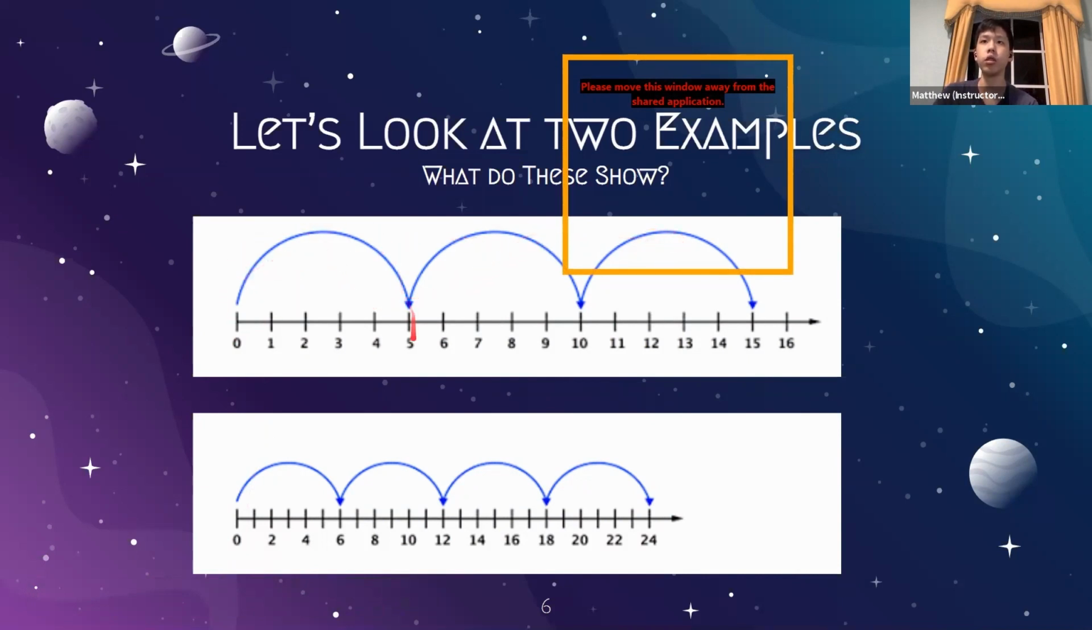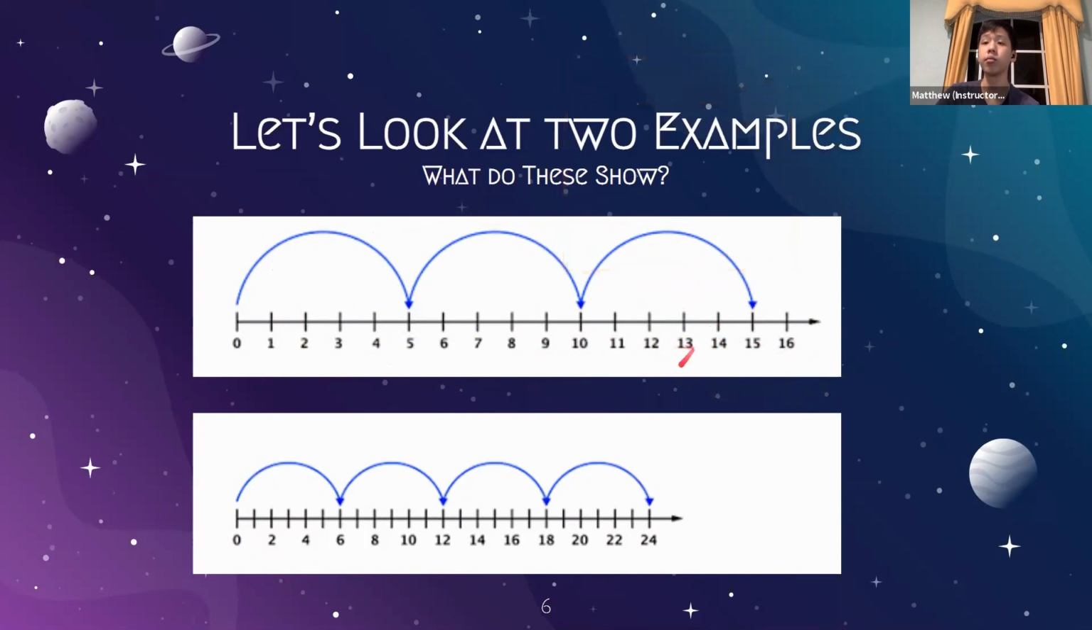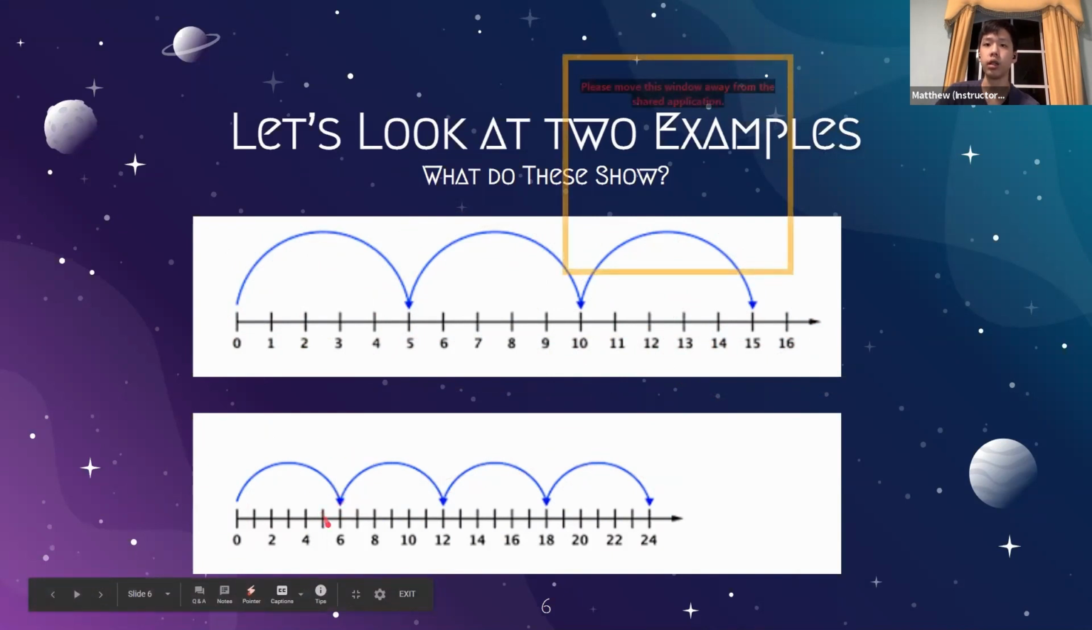This is the same as 3 groups of 5, starting at 5, then 10, then 15. So 3 times 5 is the same as 15. And then this one has 1, 2, 3, 4. The first one is 6 from 0, then 12, then 18, then 24. This is the same as 4 times 6, or 24.